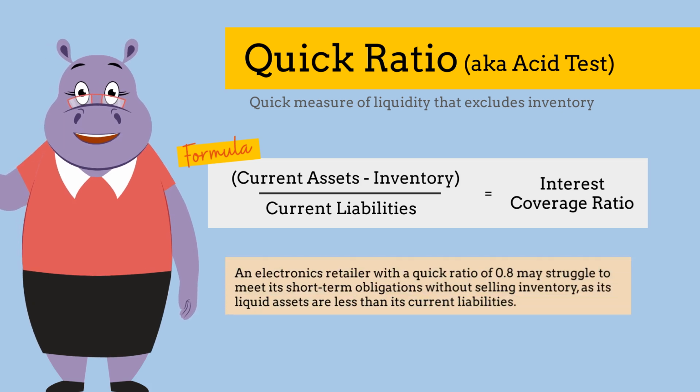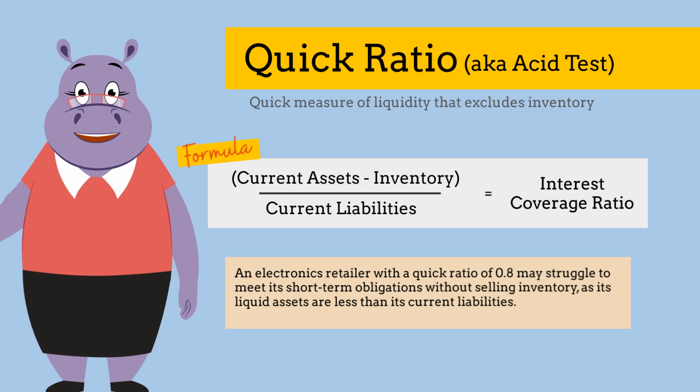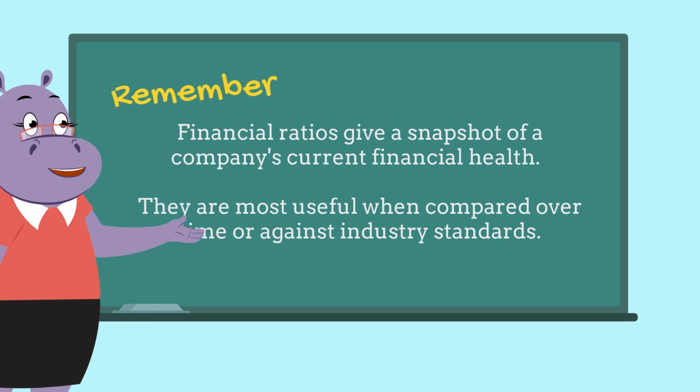An electronics retailer with a quick ratio of 0.8 may struggle to meet its short-term obligations without selling inventory, as its liquid assets are less than its current liabilities. These ratios give us a snapshot of a company's financial health, but remember, they're most useful when compared over time or against industry standards.